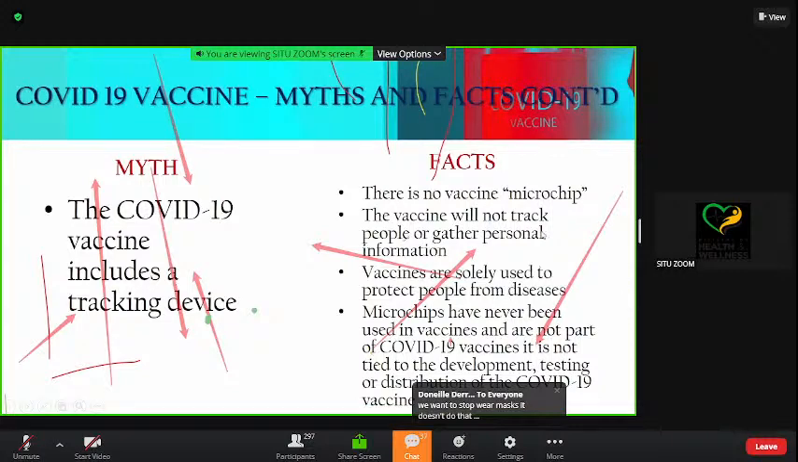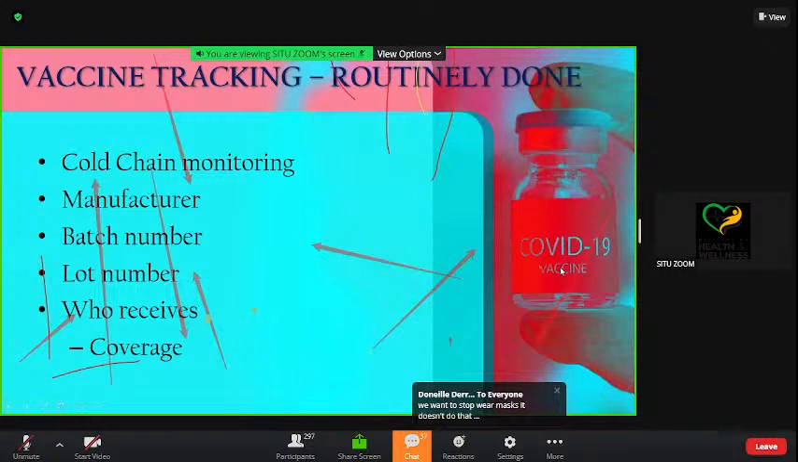But seriously though, the vaccines don't have any microchip, but we do track vaccines. We have always tracked vaccines, and we will continue to track them because we have to monitor the cold chain, for example. Now, vaccines are very, very delicate, and the Pfizer vaccine in particular is extremely delicate. If it is out of the temperature range, it is of no good.